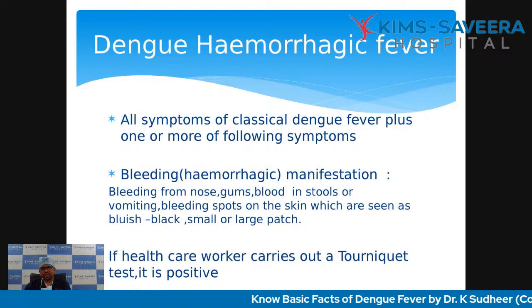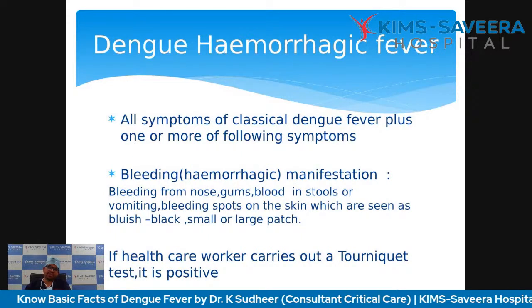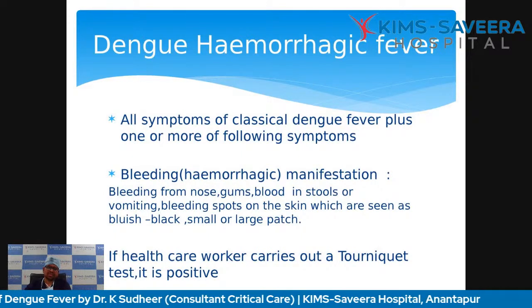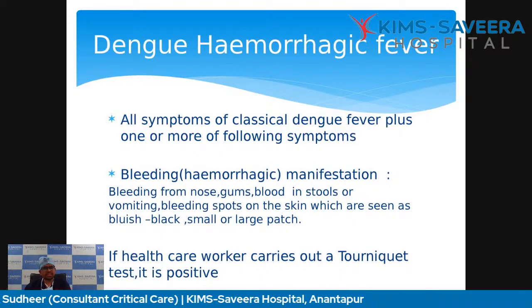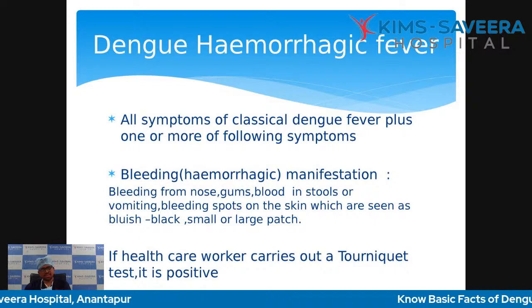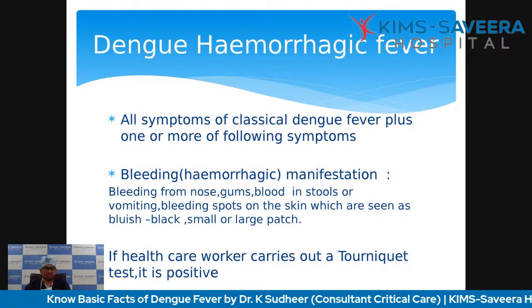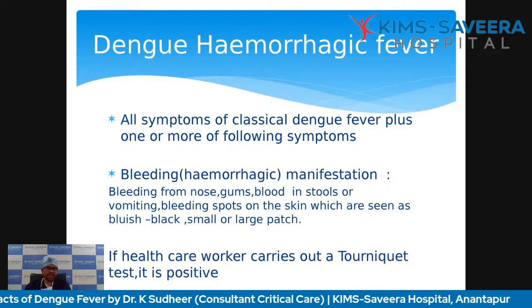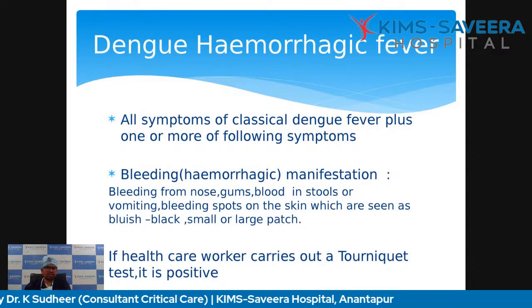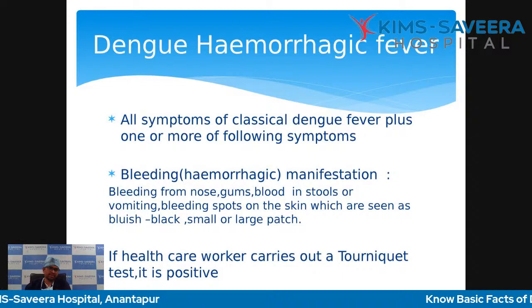If you go to a doctor and he applies a BP cuff around your arm, inflates it, and after removing it you see patches, that is classically known as the tourniquet test, and it will be positive. When all these symptoms are there, it is known as dengue hemorrhagic fever. It means all the classical symptoms of dengue, whether fever, mild throat pain, muscle pain, or headache, with additional bleeding from the nose, gums, or blood, is known as dengue hemorrhagic fever.